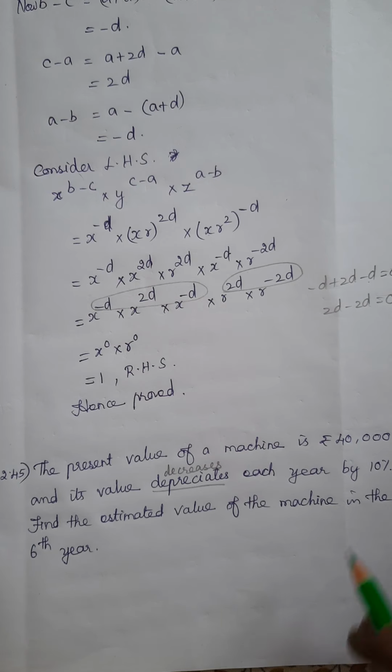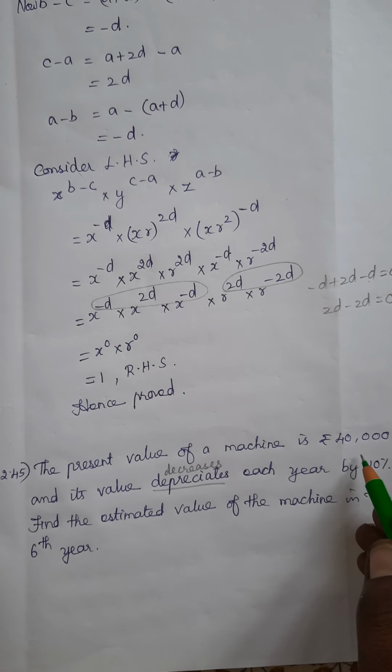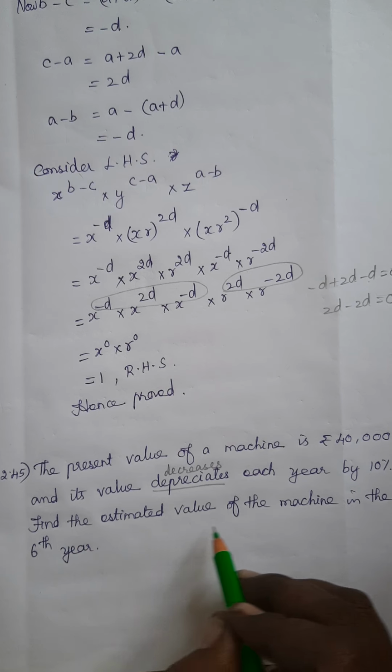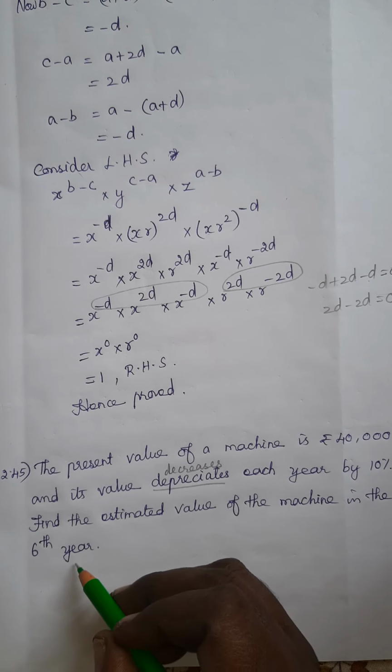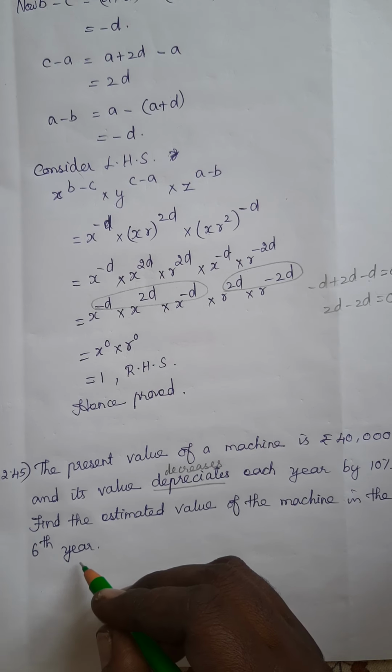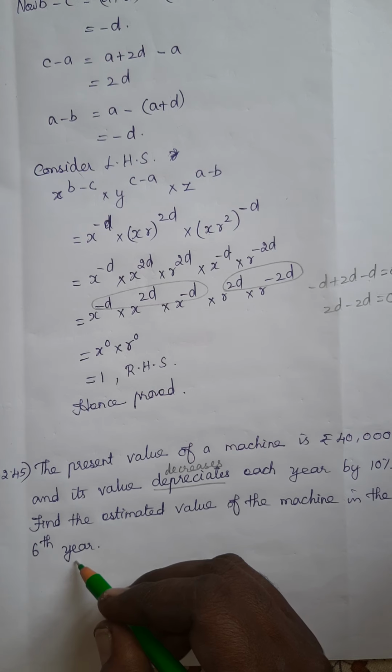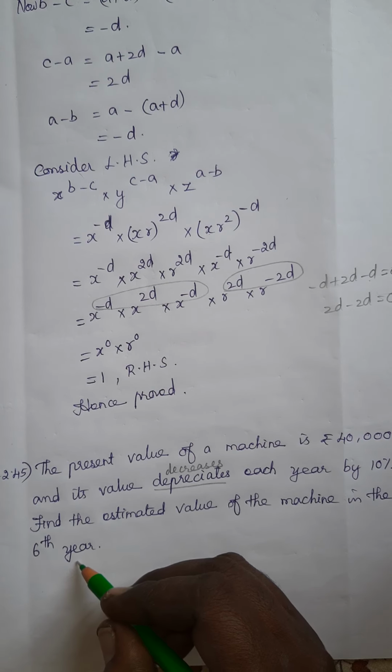It decreases year by year by 10 percent of the value. Find the estimated value of the machine in the sixth year. So we need to find the value in the sixth year. This value we can find in the normal way, but you have to do it in the geometric progression way. Why? If you need the value for more years, a big year value, you should know. So you have to use the geometric progression method. I am going to explain using the geometric progression method. You should do it that way only, then you will get the full mark.